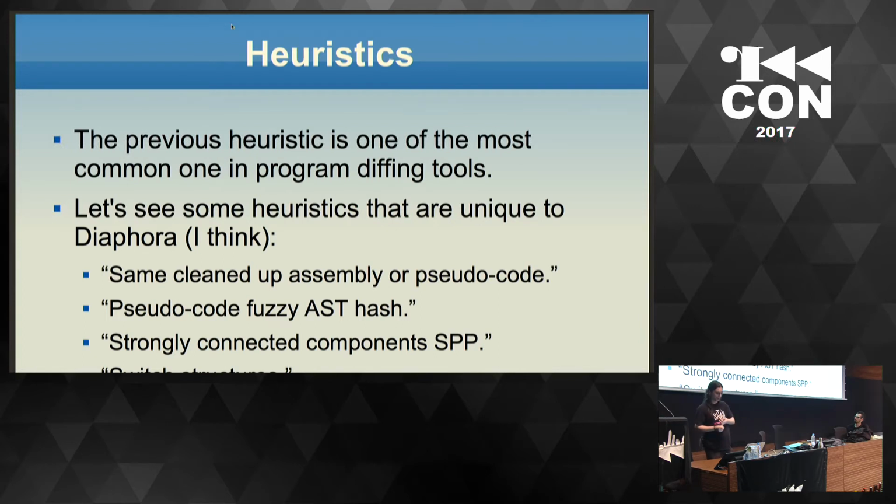Strongly connected components in graph theory are like, for example, let's say that we have a function with two loops. We will have two strongly connected components, the first loop and the second loop. It is a way to try to match different graphs from different functions. Okay?